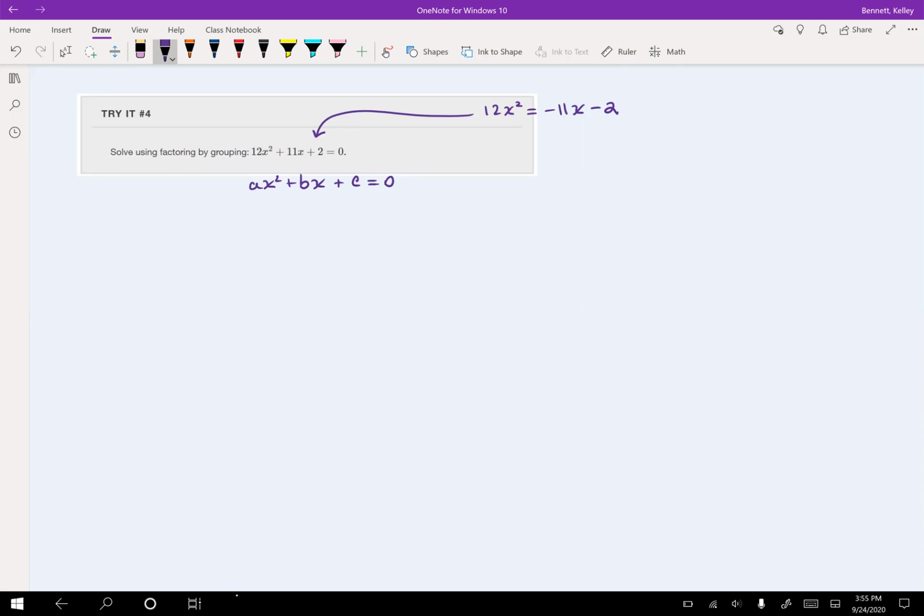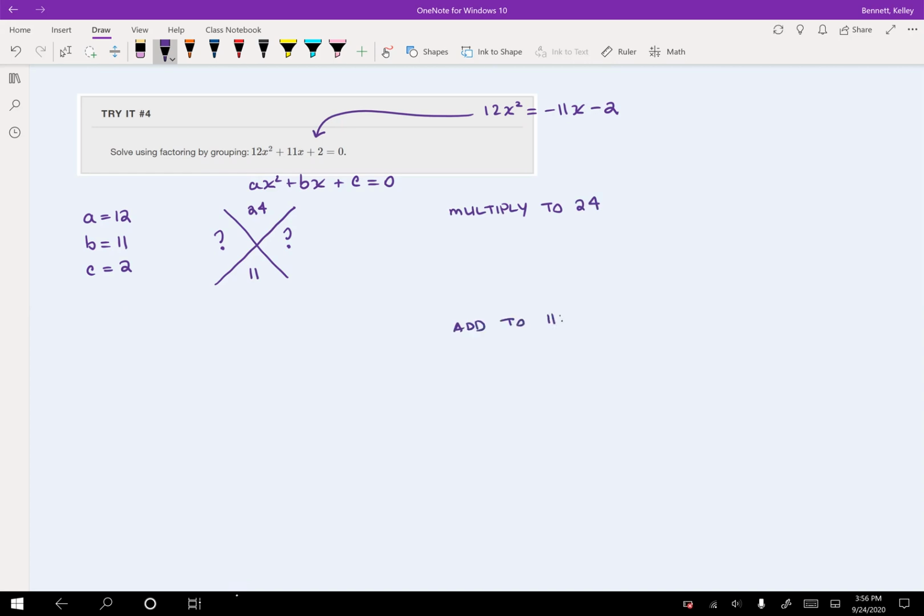So this is telling us that A is equal to 12, B is equal to 11, and C is equal to 2. So if I have my AC method, right? So A times C goes in the top, so 12 times 2, which gives me 24. And then in the bottom, I get B, which is 11. And I'm looking for two numbers that are going to multiply to 24 and that add to 11.